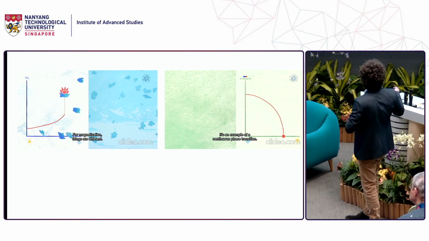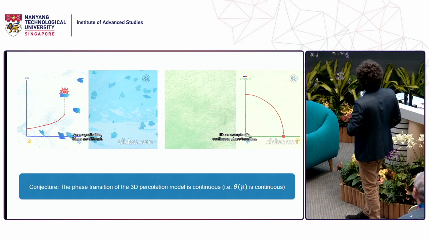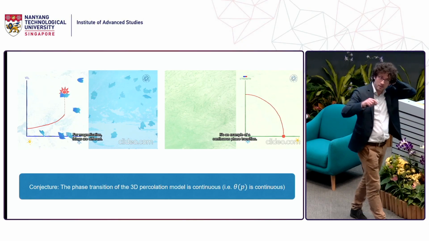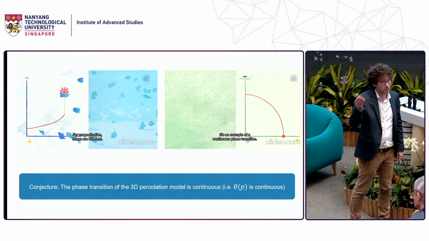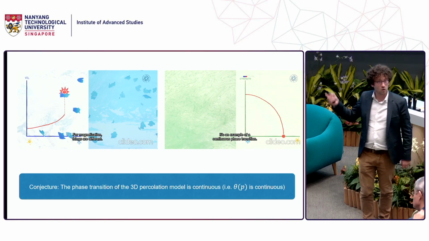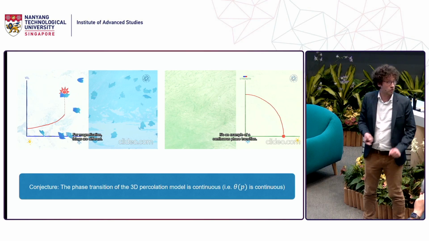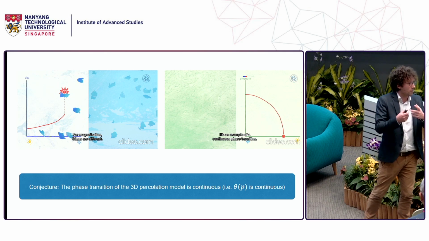So it's a continuous phase transition. You can ask the same for percolation. Is the probability that 0 is connected to infinity continuous? I told you that it should, in fact, be continuous just before. I told you that it should even behave like P minus PC to a power.